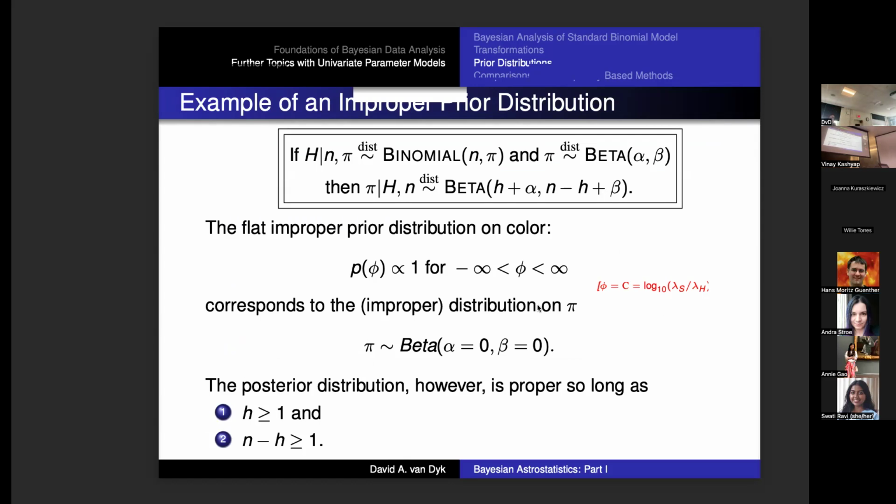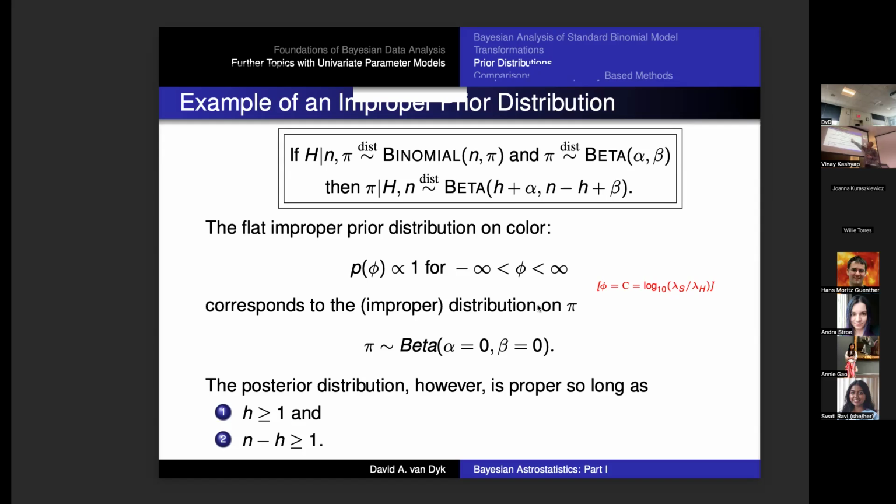Vinay was asking about the Poisson, but I worked it out in the binomial one. It turns out that if you use a flat distribution on the real line for the color, and you transform back to the probability, you get a beta 0, 0. So that sounds like a good prior, right? The prior is bringing you as much information as no data, of which none of them were hard. That sounds pretty uninformative, right? But we just have to check to make sure the posterior is proper.